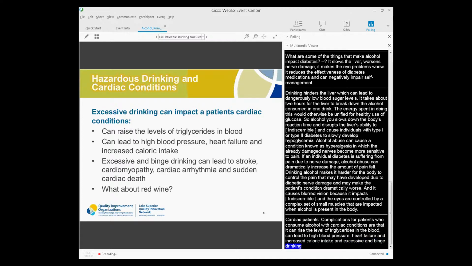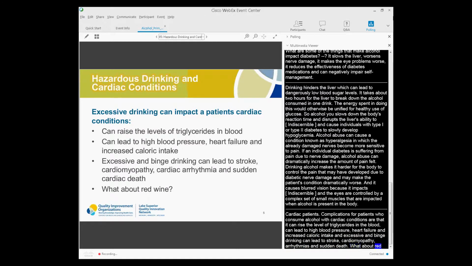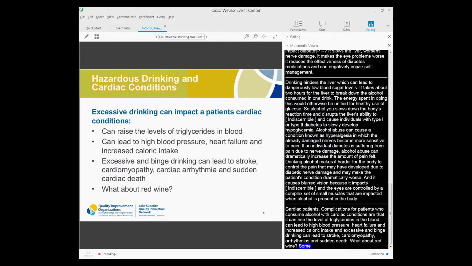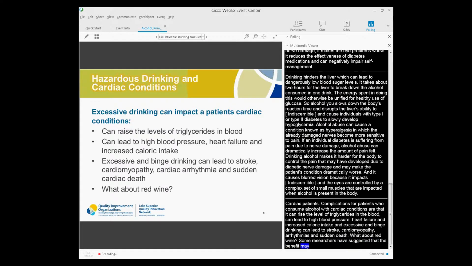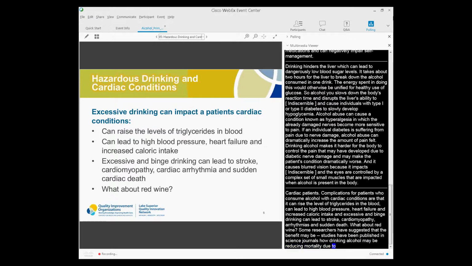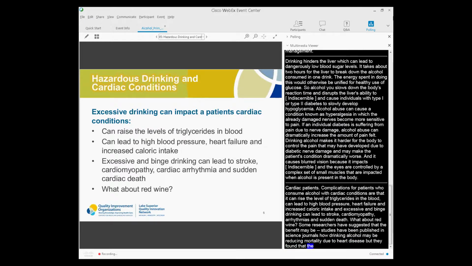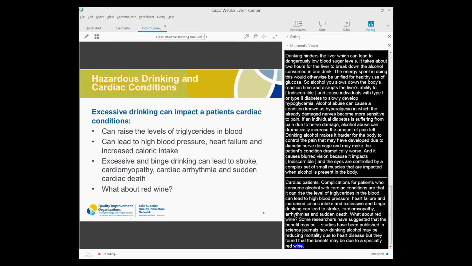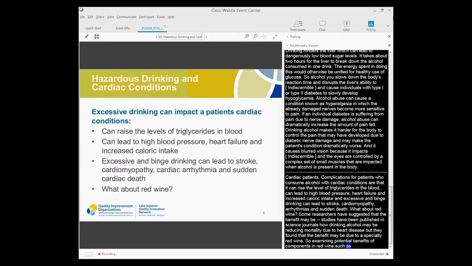So some researchers have suggested that the benefit may be due to... So studies have been published in science journals about how drinking alcohol may be associated with reduced mortality due to heart disease. But what they found was that the benefit may be due to wine, especially red wine. So others are examining potential benefits of components in red wine, such as flavonoids and antioxidants that do in fact reduce heart disease risk.